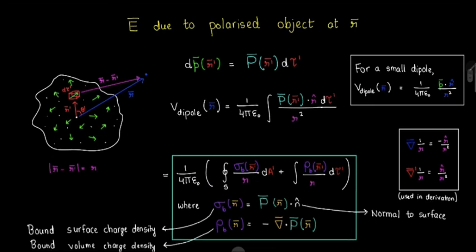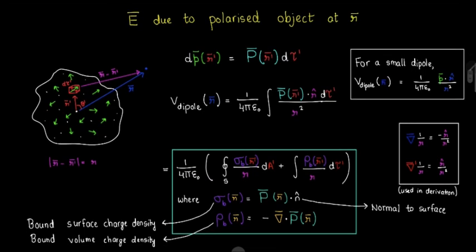So now we'll be finding how to find the electric field due to some polarized object at some point whose position vector is r bar. Now, what is a polarized object? A polarized object has many small dipole moments within it, the green ones you see here. So the electric field due to this polarized object is nothing but the electric field due to all of these small dipoles at this point r bar.